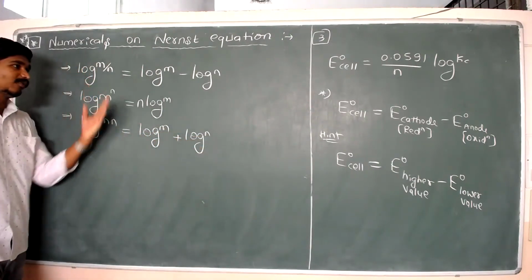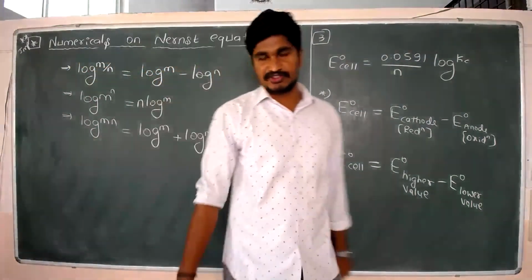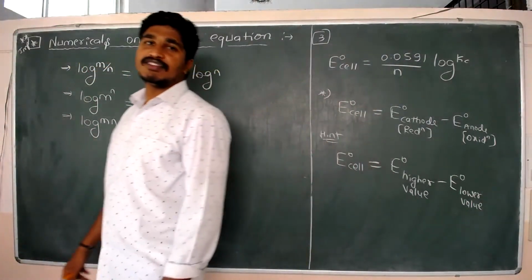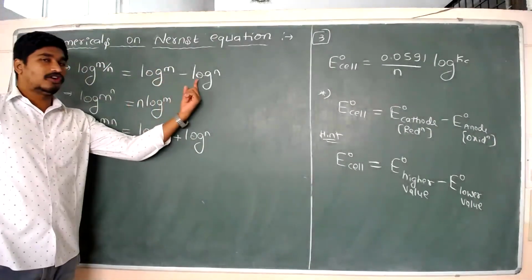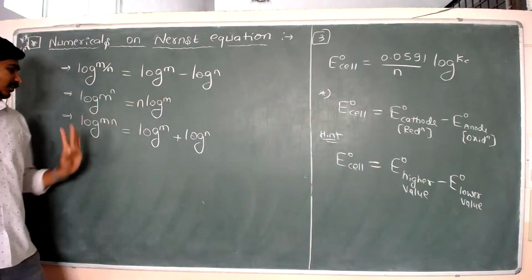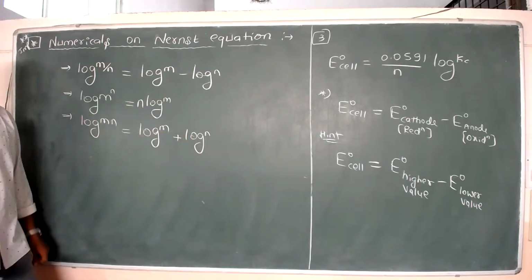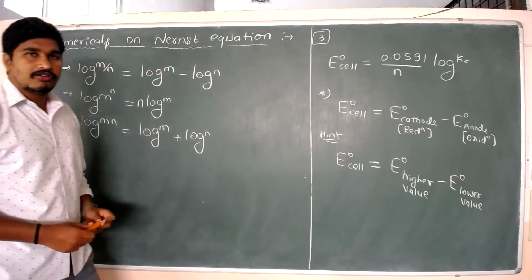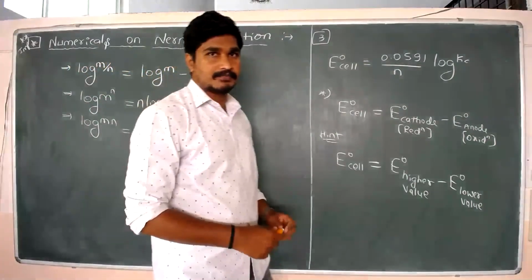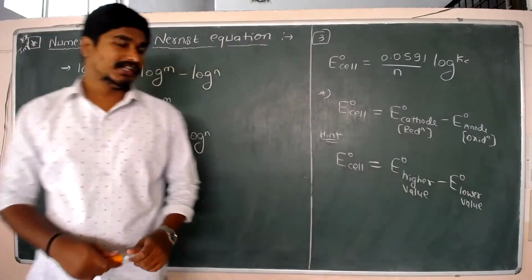These are the few formulas which are very useful for solving the numericals on the Nernst equation. Log m by n is equal to log m minus log n. Log m to the power n is equal to n log m. The last one is log m into n is equal to log m plus log n. Now, already you know how to see the log value in a logarithm book. Clear?